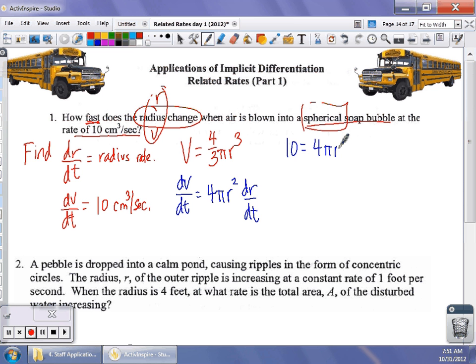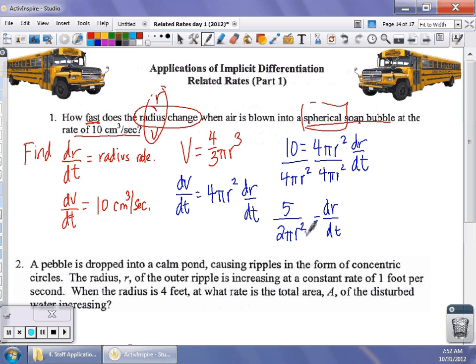10 equals 4 pi r squared dr/dt. Now this time they're not giving me a particular value for the radius to determine when this is occurring. They just want me to find dr/dt as a formula. So I'm going to divide both sides by 4 pi r squared. So dr/dt, the rate of change of the radius, if I reduce that, is 5 over 2 pi r squared.